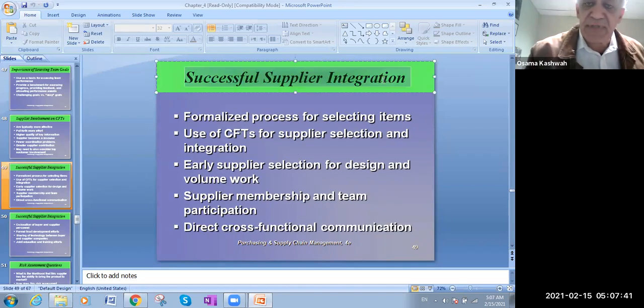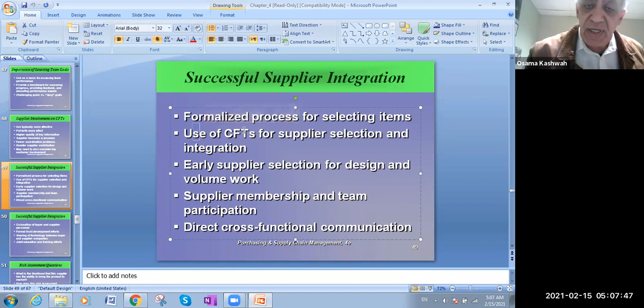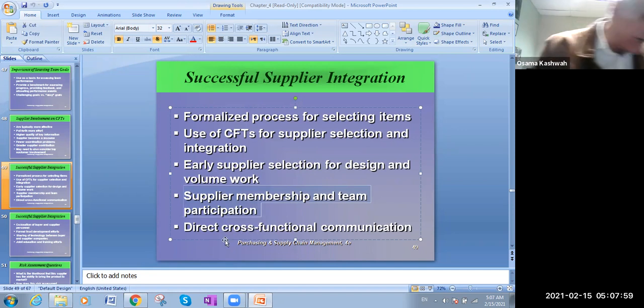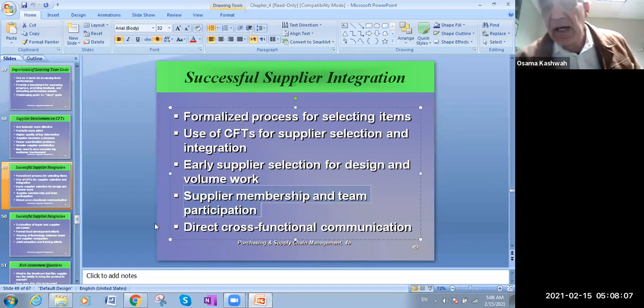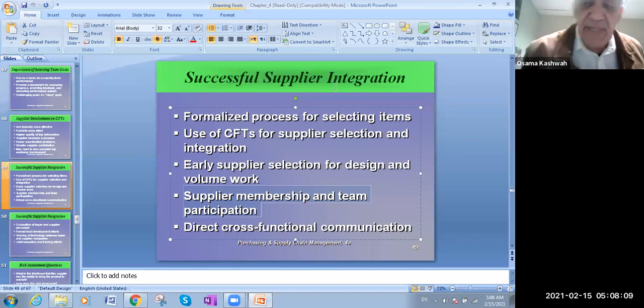The successful supplier integration here: a formalized process for selecting items, using the cross-functional team for supplier selection, early supplier selection for design and volume work, supplier membership, and team participation. This is also one of the most important points, direct cross-functional communication. So those points are enough for supplier integration.